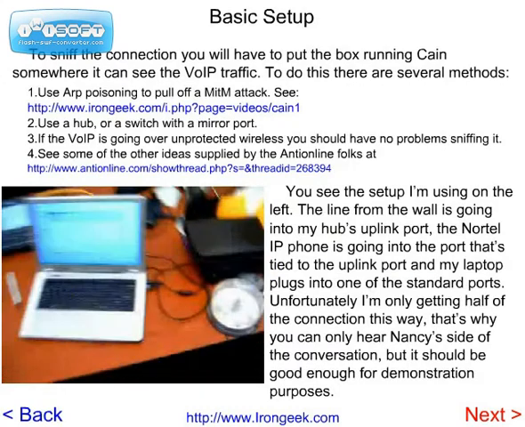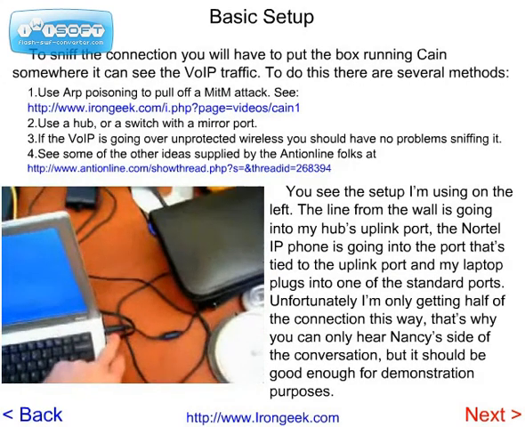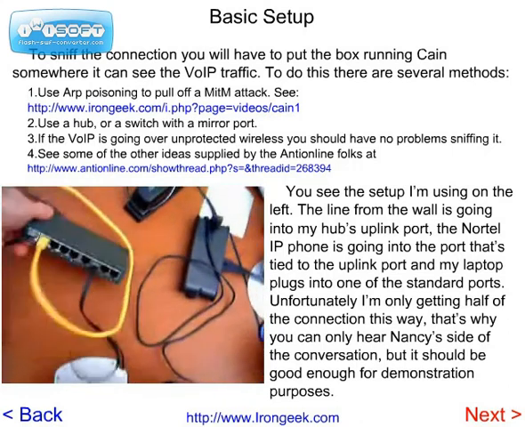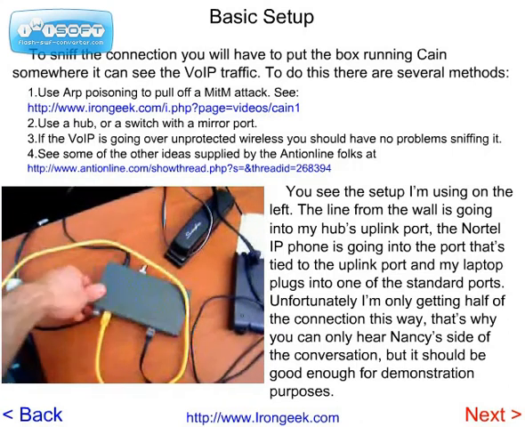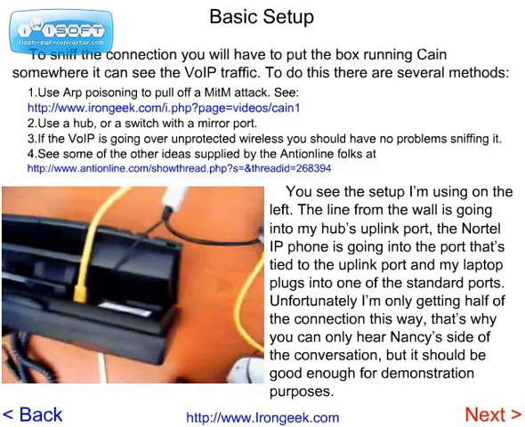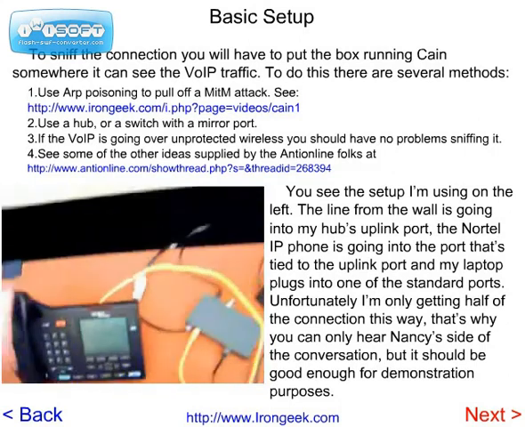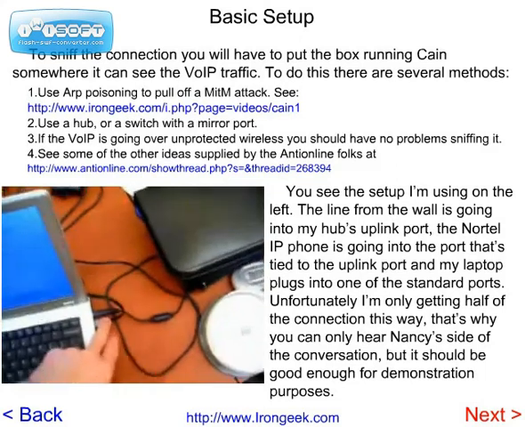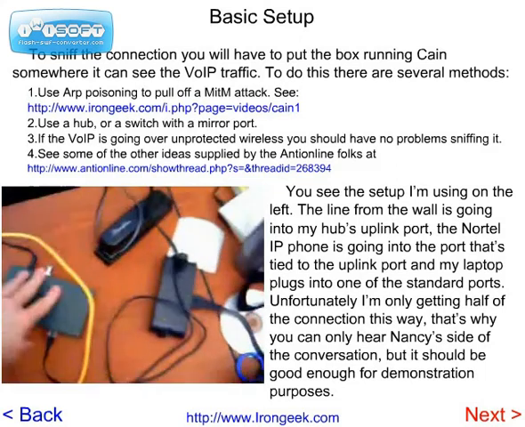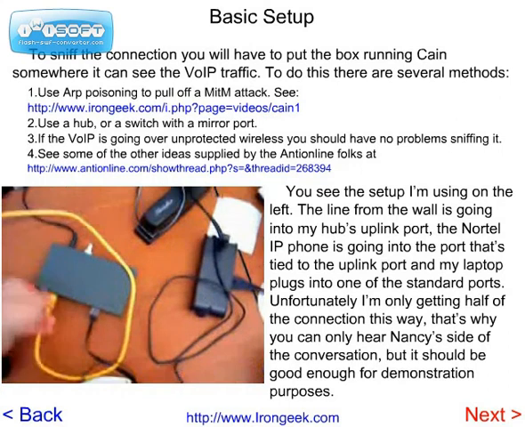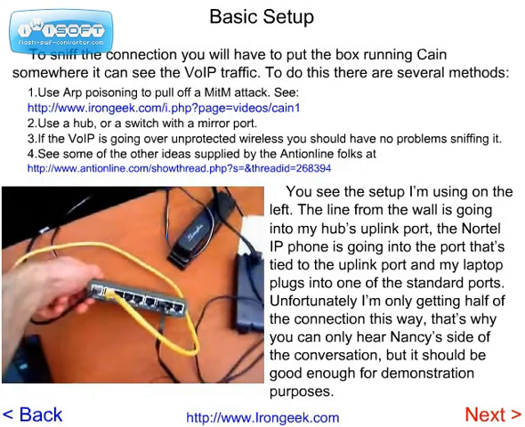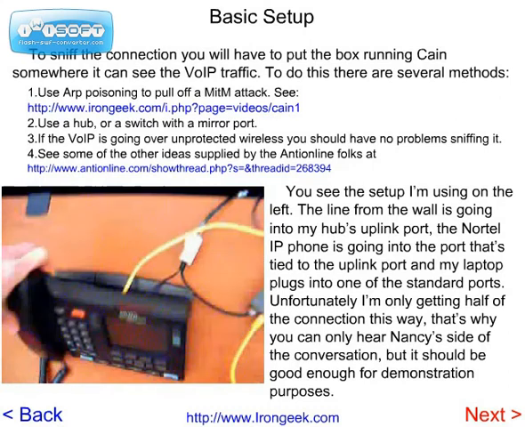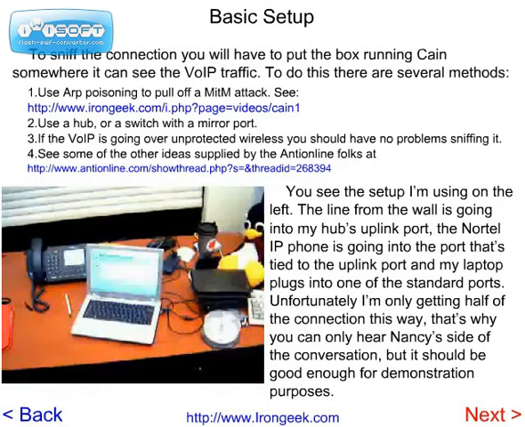To sniff the connection, you will have to put the box running Cain somewhere where it can see the voice over IP traffic. To do this, there are several methods. Use ARP poisoning to pull off a man-in-the-middle attack. I have another video tutorial that shows how to do this with Cain. Use a hub or a switch with a mirror port. If the voice over IP session is going over an unprotected wireless network, you should have no problem at all sniffing it. You can also try some of the techniques suggested by the folks at Anti-Online for putting yourself into the loop.